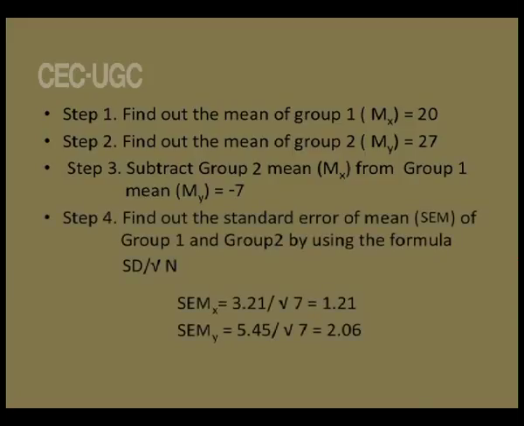Step 4. Find out the standard error of mean of group 1 and of group 2 by using the formula standard deviation divided by root of n. So the standard error of mean X will be equal to 3.21 divided by root of 7, which is equal to 1.21. Standard error of mean Y will be equal to 5.45 divided by root 7, which is equal to 2.06.